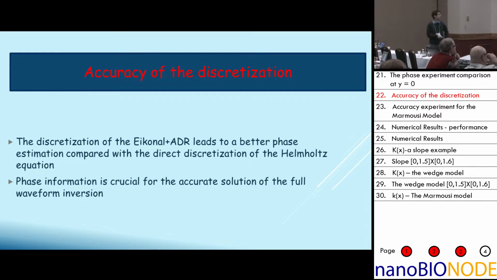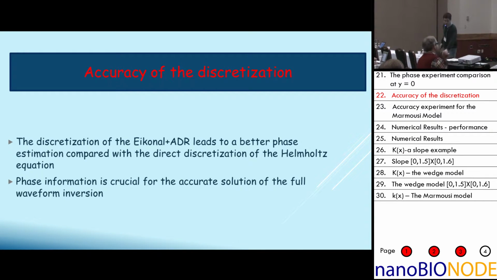So let me summarize this. The discretization of the Eikonal plus ADR leads to a better phase estimation compared to direct Helmholtz. And this phase information is actually a lot more crucial for the accurate solution of the full waveform inversion, the inverse problem, which is the continuation of this work.